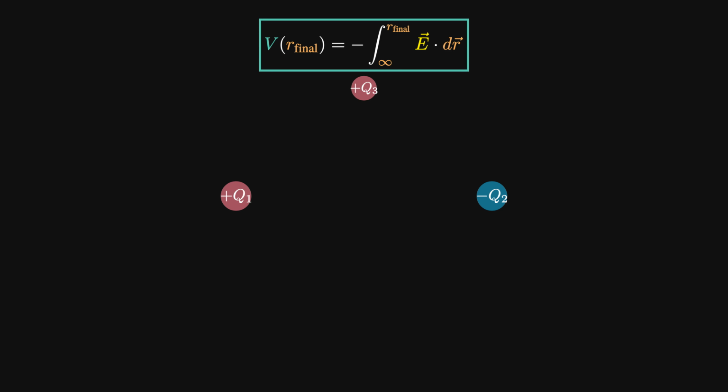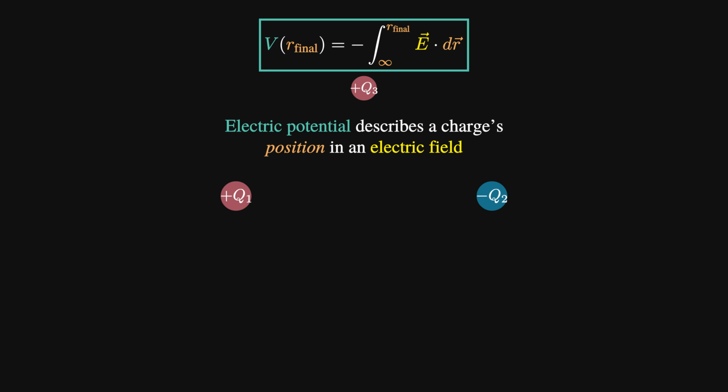As the units of potential energy are joules, and the charge is in coulombs, the units of electric potential are joules per coulomb. We also decide to introduce a special unit just for the potential, known as volts, which is equal to joules per coulomb, and denoted by a capital V. If you were curious, the volt is named after Italian physicist Alessandro Volta, who was the inventor of the battery. We'll speak about batteries later in the series. The electric potential simply describes a charge's position in an electric field.